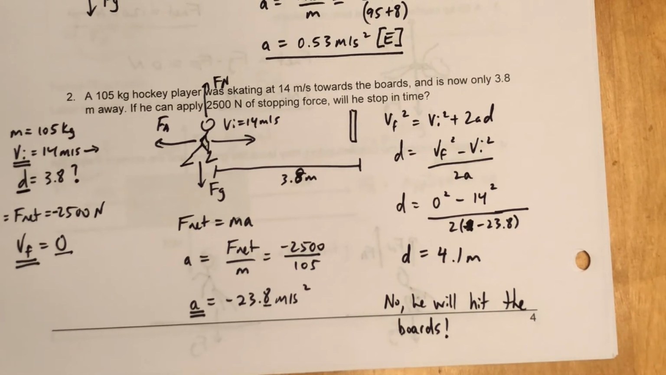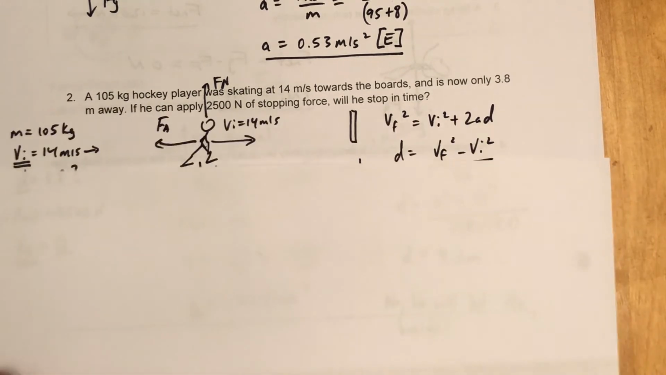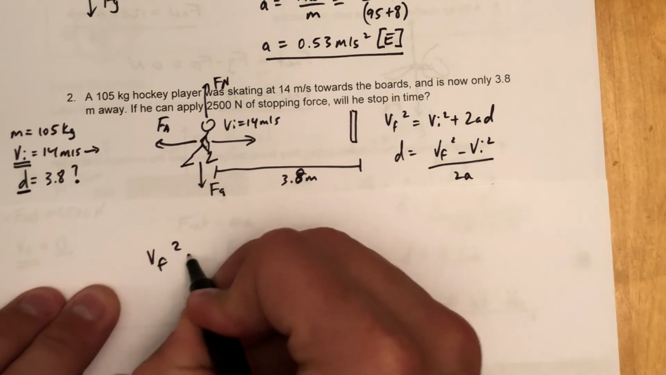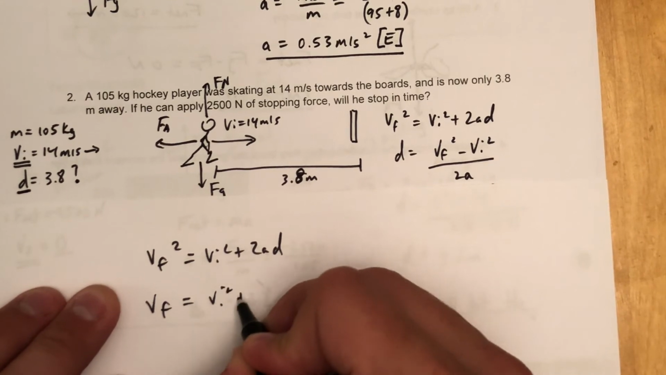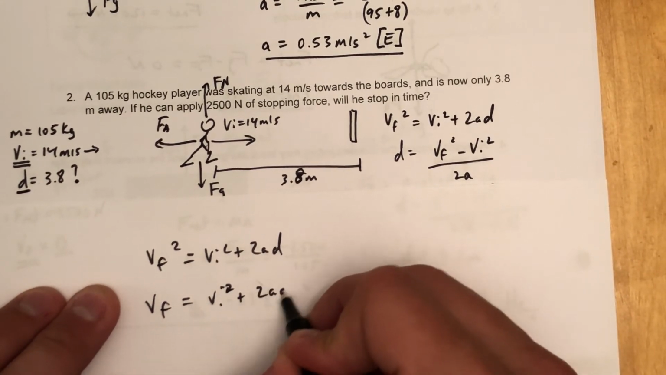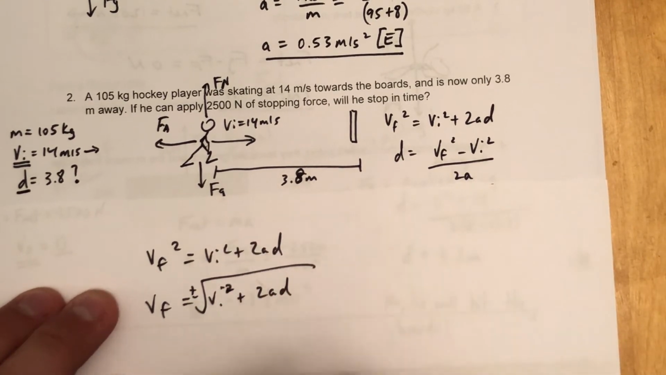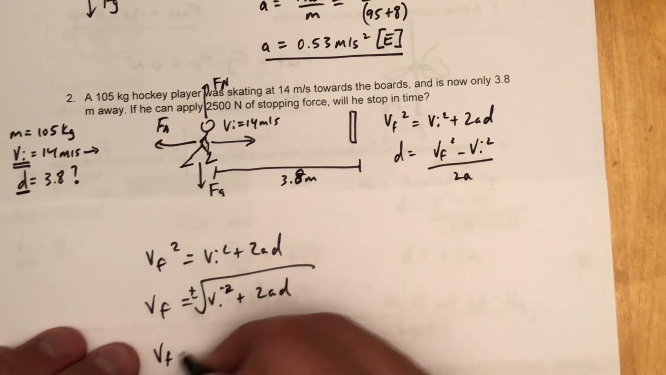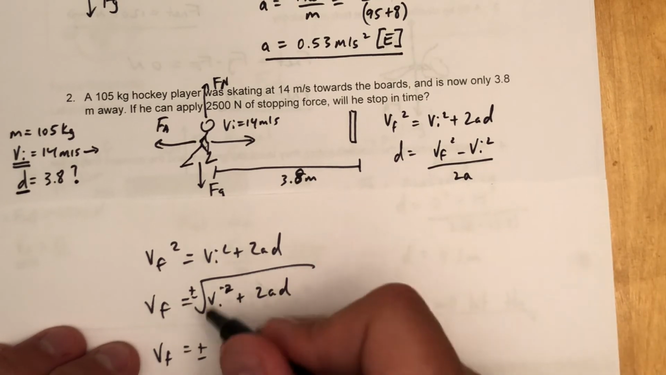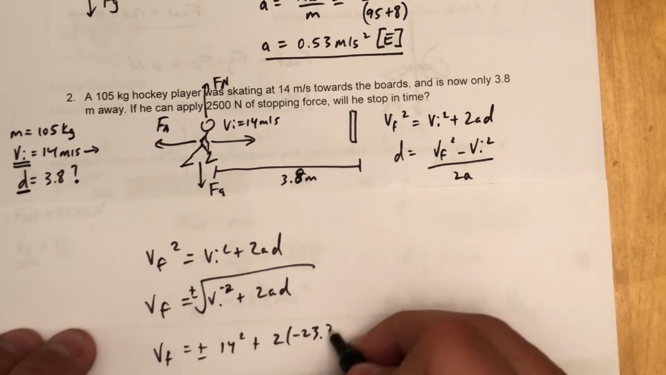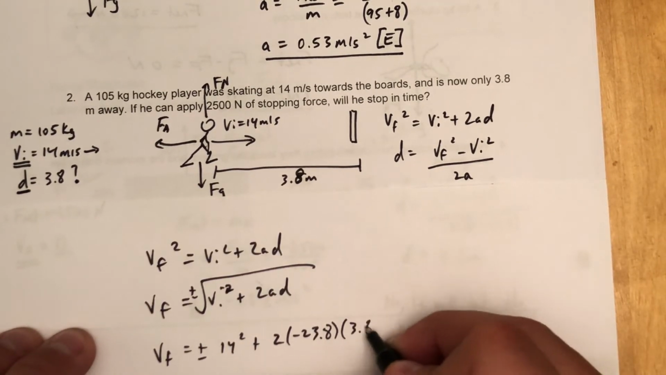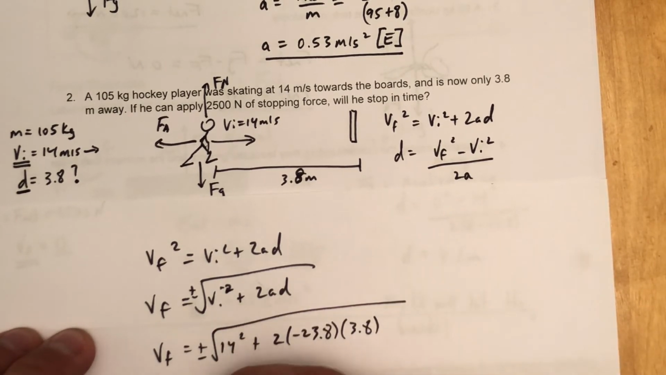Let's see if I have a blank piece of paper somewhere. I'd like to try this out. We're ad-libbing right here. So what I'd be doing is using the exact same formula. This time I'd be solving for your final velocity: plus or minus the square root of vi squared plus 2ad. In this case here, our initial velocity was the 14, plus 2 times negative 23.8 multiplied by the displacement of 3.8, and then square root of all of that.